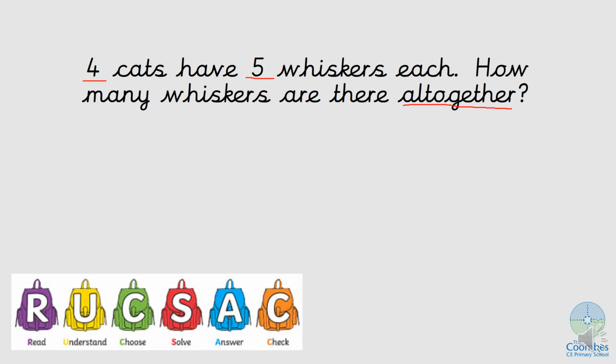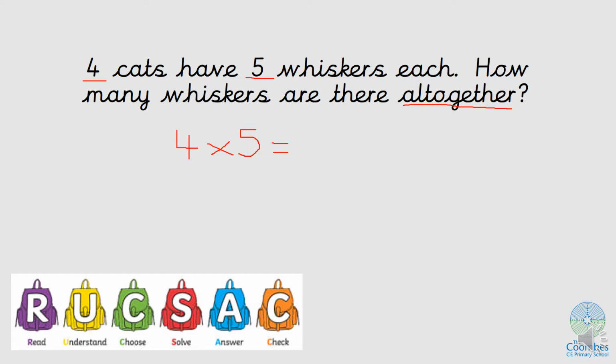Right, next part of Rucksack is choose. So I've got to choose which calculation I'm going to do. Now, they want us to find out how many altogether. So our answer must be getting bigger. So it's not going to be a division calculation. It's going to be a multiplication calculation. So it would be 4 multiplied by 5 equals. So we have chosen the calculation.